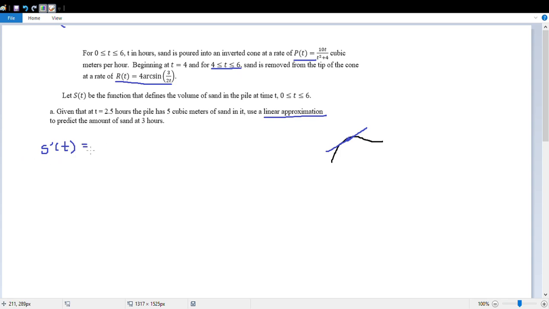So s prime of t really needs a piecewise defined function, where from time 0 up to 4, we need to be using just P of t. So I'll put 10t over t squared plus 4 there.